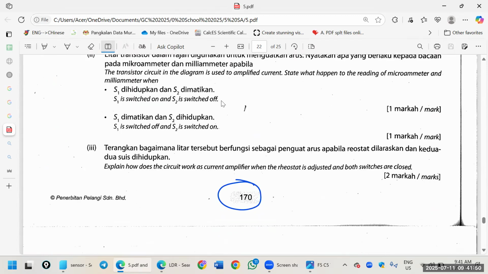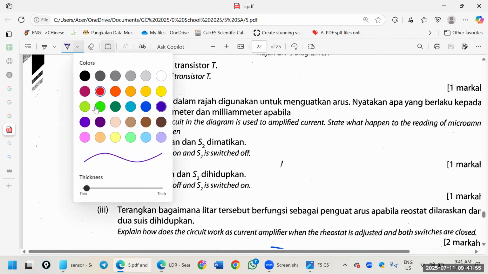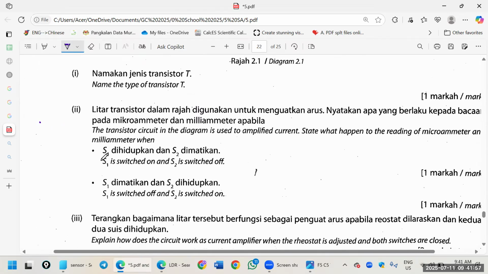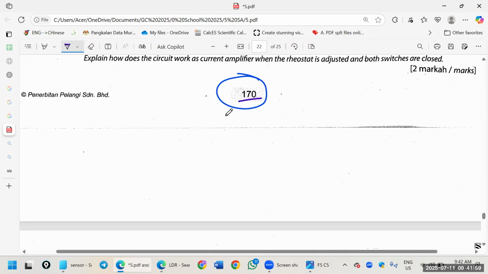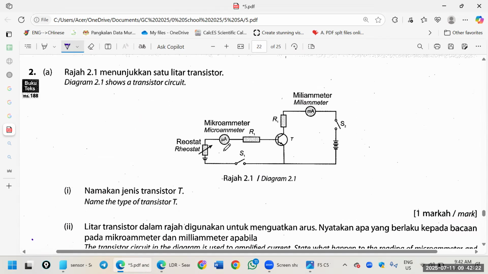By the way, page 170. Page 170. If you check the answers, these two answers are reversed. These two answers are reversed.